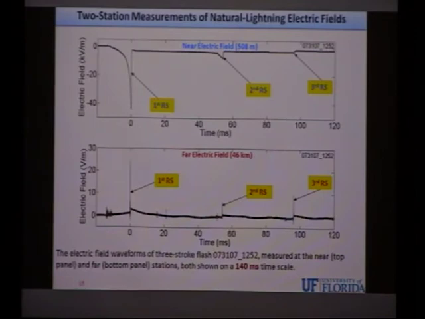Before, I was talking about either very close fields or quite distant fields. Now I'm going to show just two slides for very close and quite distant fields for the same lightning event. Two traces here, vertical electric field in each case, for the same natural lightning, 3 strokes, all labeled. The top panel is for a distance of 508 meters, and the bottom trace 46 kilometers. So this was recorded at Camp Blanding, and this was recorded in Gainesville, home of the University of Florida.